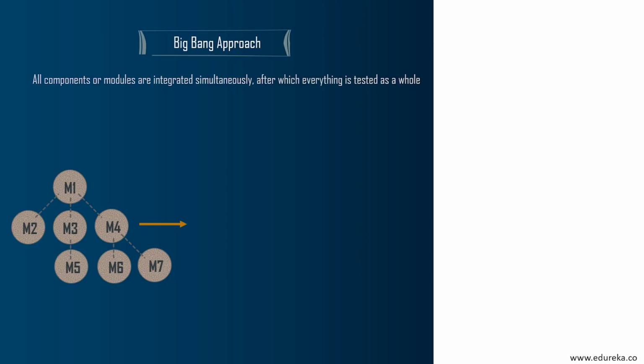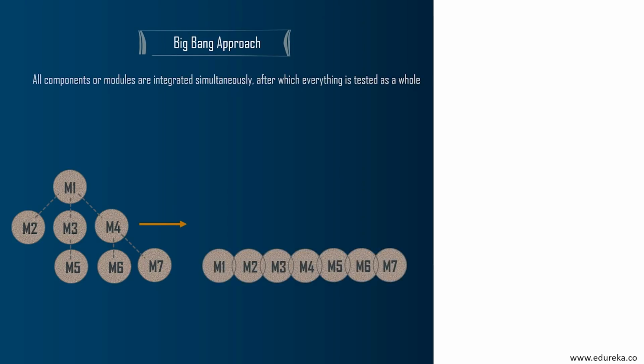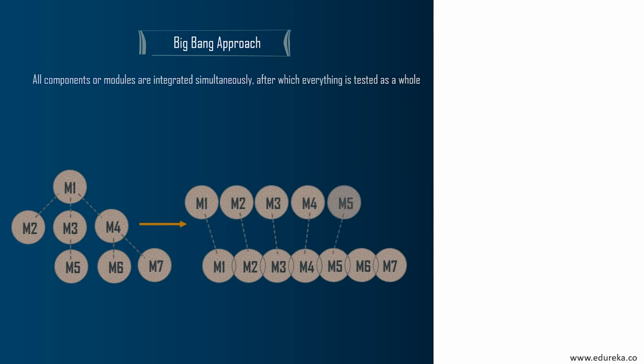I'm going to take a similar example here. There's nothing to explain. It's pretty straightforward. All the modules are unit tested. Then you wait until all the modules are developed. You don't use any stubs or drivers here. Once all the modules are developed, you combine them and test them as a unit, as a combined unit as a whole. So that's what Big Bang testing is. And we have advantages and disadvantages.